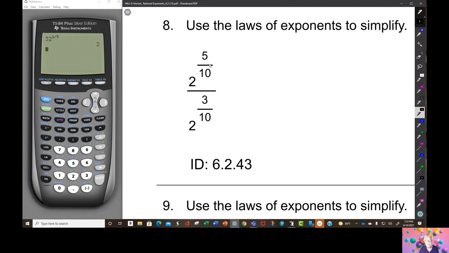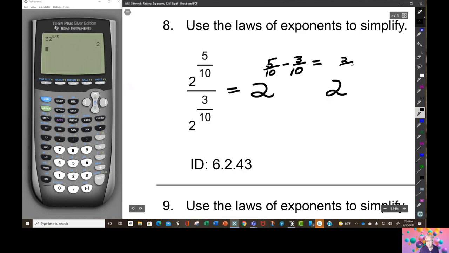Okay, we have 2 to the 5/10 over 2 to the 3/10. That'll be 2, the base, raised to the 5/10 minus 3/10. That'll be 2 to the 2/10, which is 2 to the 1/5.